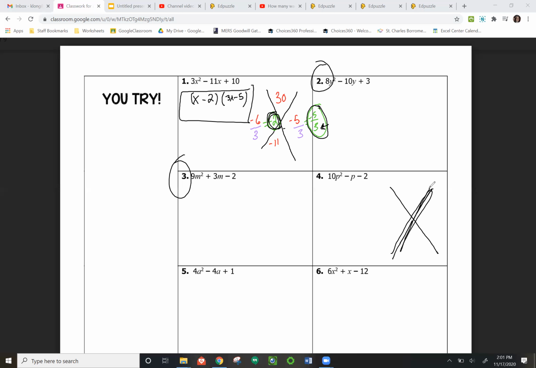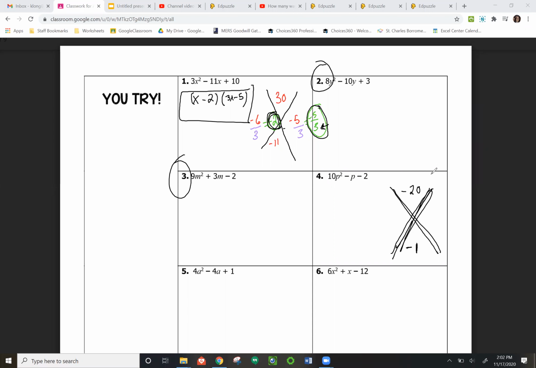So the top we fill in with a times c. 10 times negative 2 is negative 20. And then the bottom with b. Now be careful. I just see negative p. So what is the coefficient in front of the p? Negative 1. That's one of the trickiest things to make sure that you understand. When you don't see a coefficient, what does it mean? It means that that coefficient is 1.